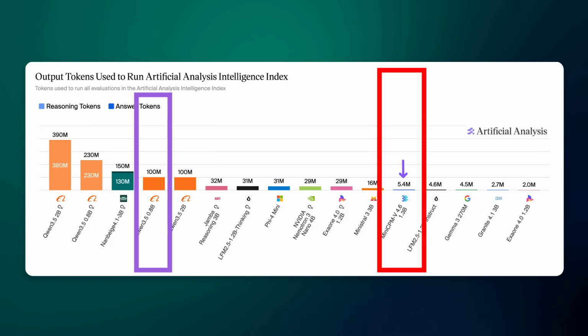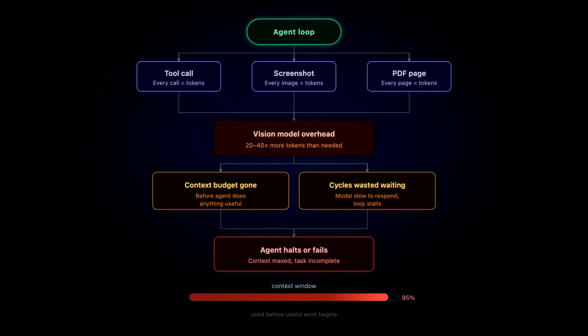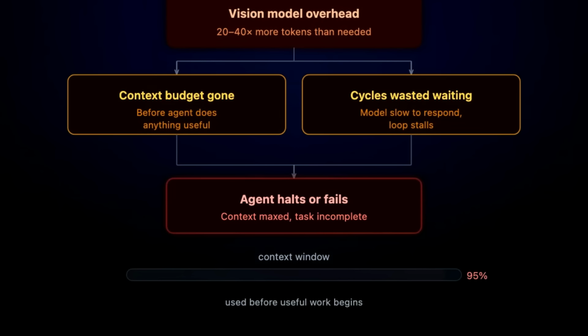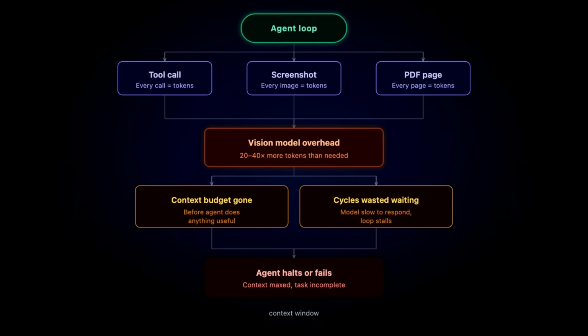So if you think about it, same family, roughly the same backbone, and we're talking an order of magnitude or two in token efficiency. And I think this matters way more than people realize for agents specifically, because if you're building an agent loop, every tool call costs tokens. Every screenshot that you pass costs tokens. Every page of a PDF costs tokens. If your vision model is chewing through 20 to 40 times more tokens than it needs to, not only have you eaten your context budget before the agent has really done anything useful, but you're also spending all these cycles sitting there waiting for the model to get its response back.